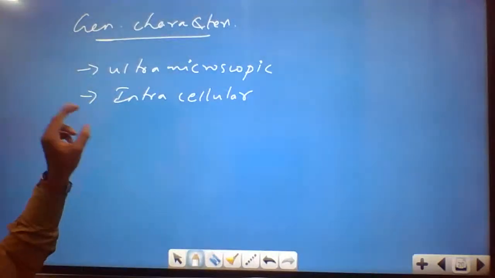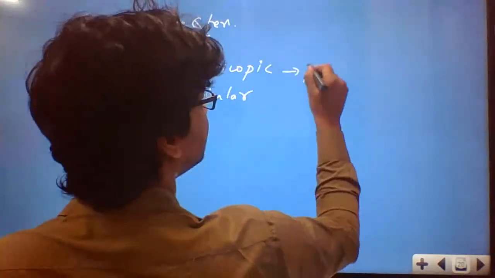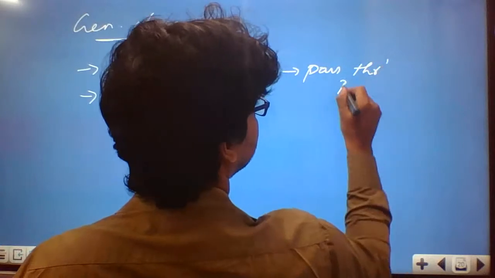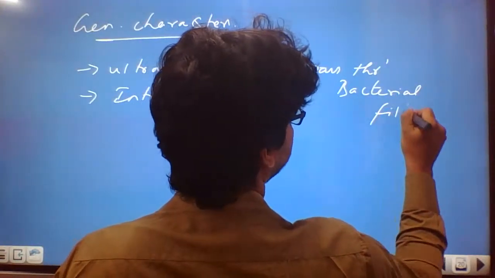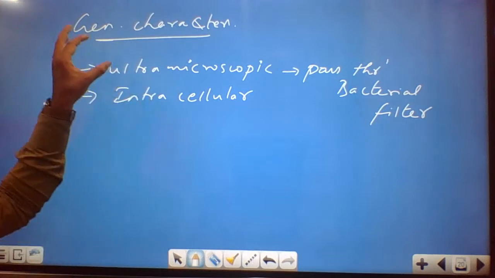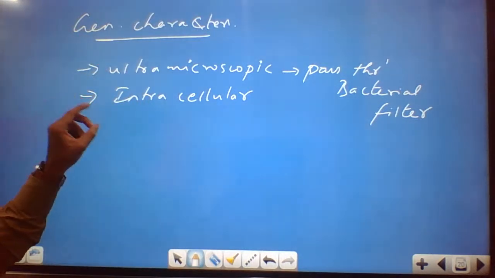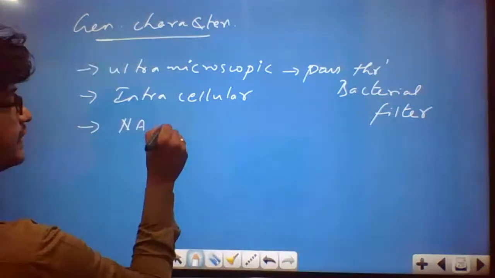Since it is very small in size, it can pass through the bacterial filter. Sometimes even if you use the bacterial filter, it cannot stop the viral particles, because viral particles are smaller than the bacteria. And what is the main component of the viral particles?